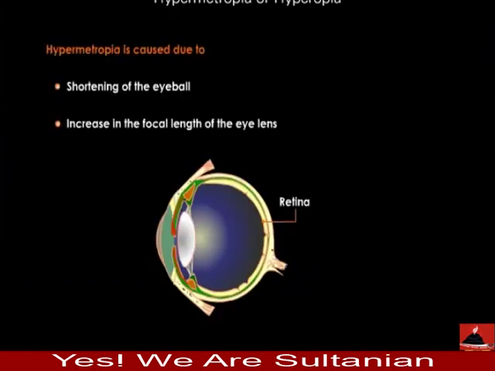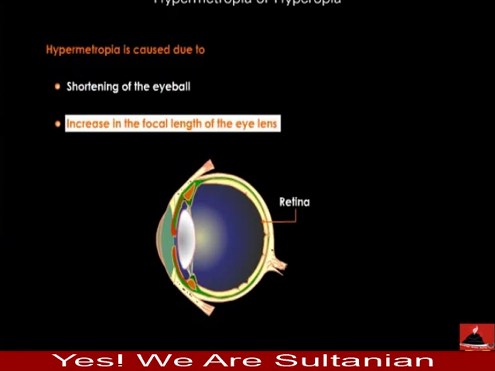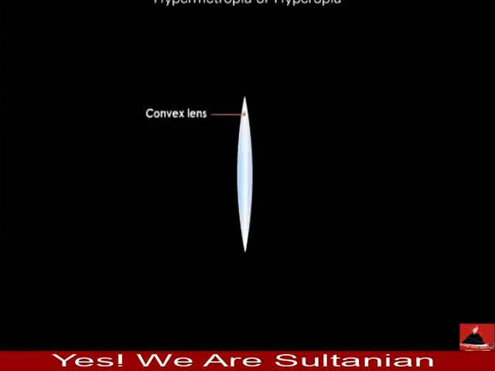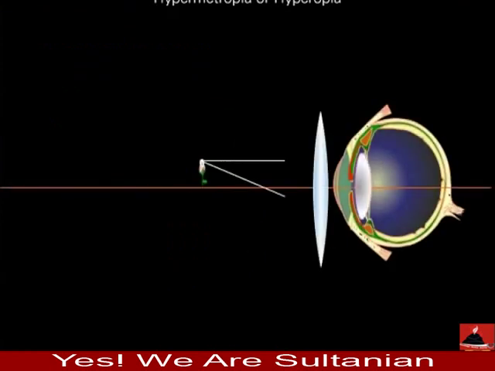Hypermetropia is caused due to shortening of the eyeball, that is, the eyeball becomes smaller. Increase in the focal length of the eye lens. A convex lens is used to rectify this optic abnormality. The ray diagram shows how a convex lens helps in focusing the light on the retina.